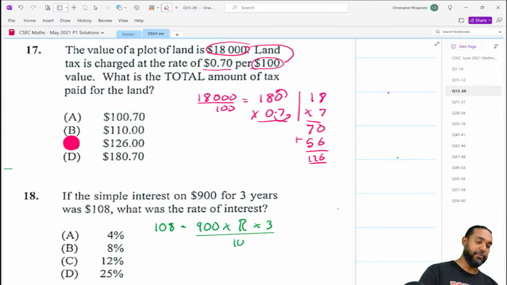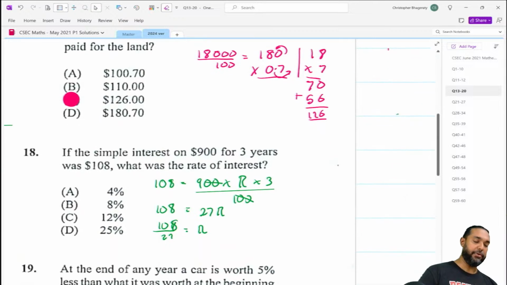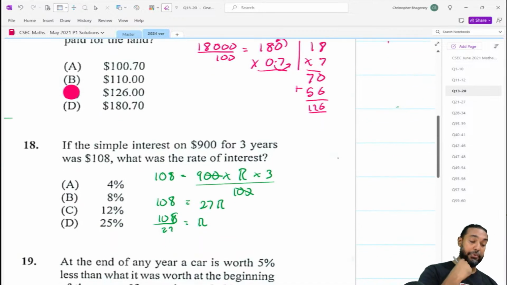All over 100. Now check this. You can knock out the 100, the zeros. 9 by 3 is 27, so 27R. And then we could divide by 27. 3 into 27, or 9, you could do 9, that's 12 over 3, which is 4. So that'll be 4%.